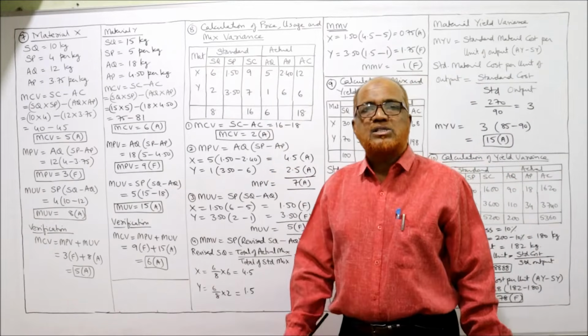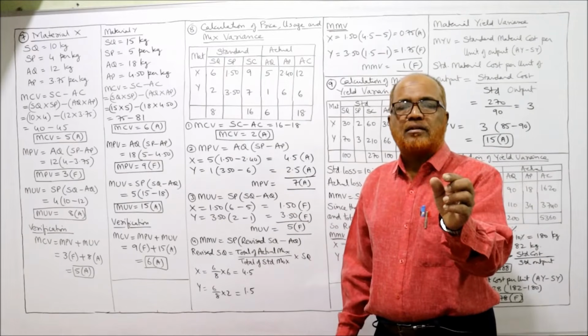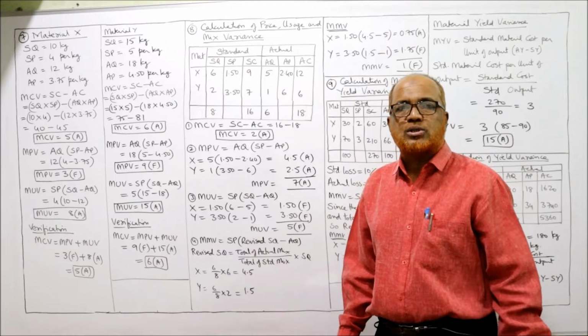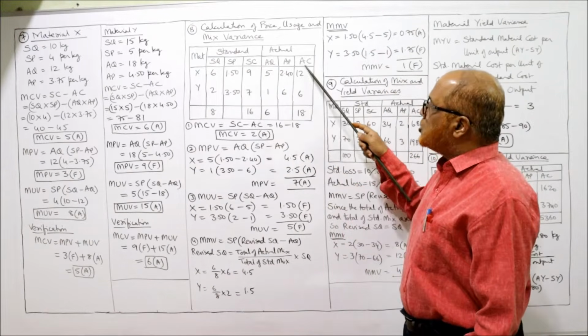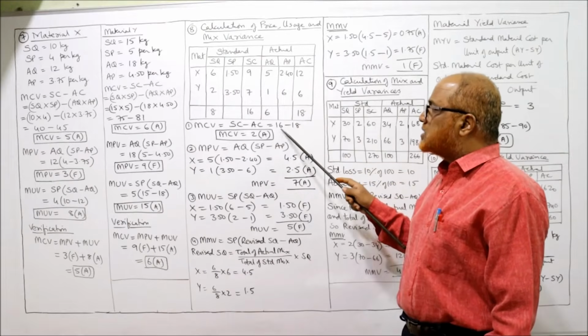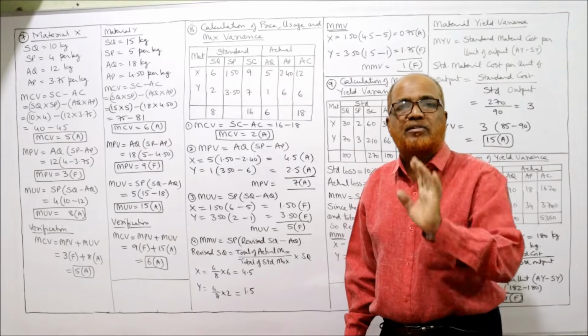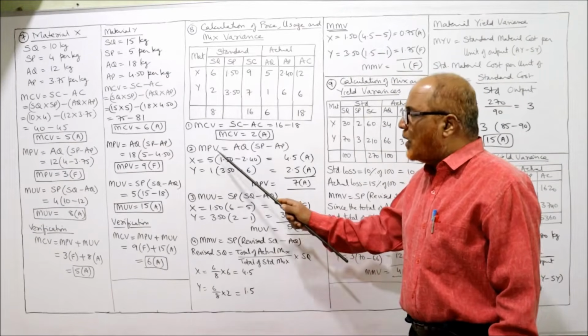Now one by one we will calculate the variances. MCV, material cost variance. The formula is standard cost minus actual cost. What is the standard cost here? 16. What is the actual cost? 18. So 16 minus 18, you will get minus 2, means 2 adverse. MCV we got. Now MPV.